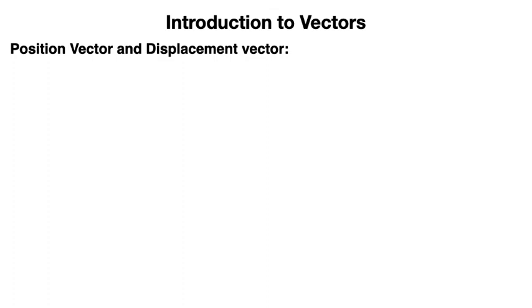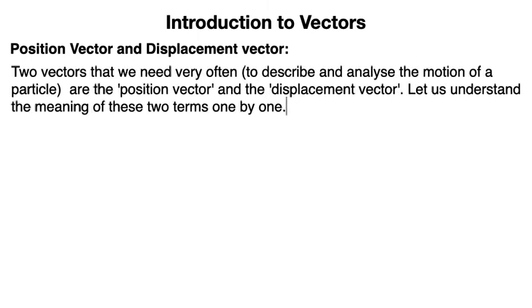Now let's talk about position vector and displacement vector. These are two vectors which we need very often to describe and analyze the motion of a particle. There is a fine difference between the two, and we will try to bring out that difference by understanding the meaning of these terms one by one. Position vector first.